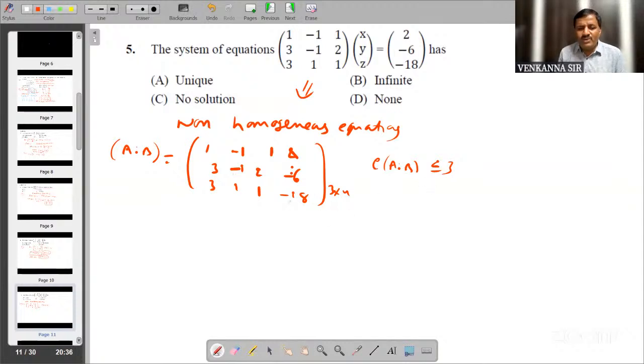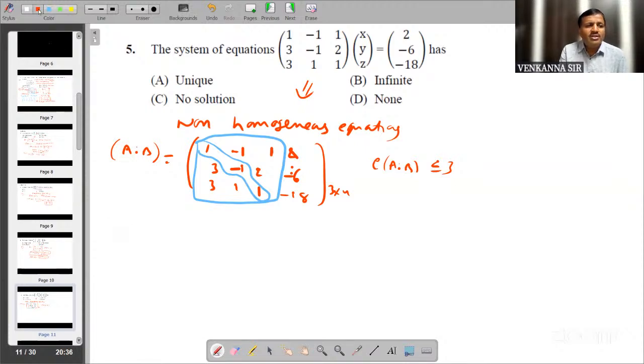I already explained the method we have to apply: the echelon form to find the rank. We definitely have to go with the echelon approach. Echelon approach means we first reduce the 3 by 3 square matrix into echelon form, with all elements below the principal diagonal zeros. Below this 1 minus 1 1, all elements should be zeros. For that, what operations are required here?